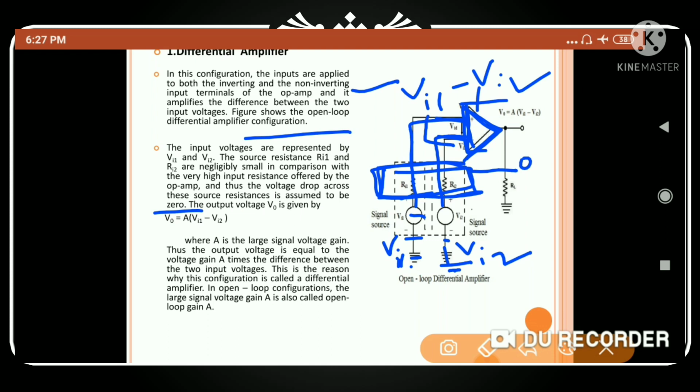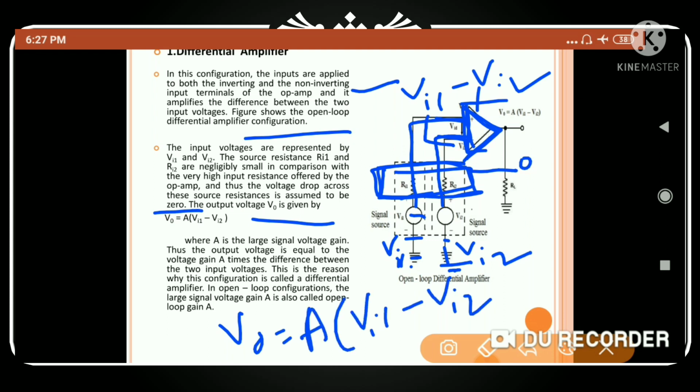Only the op amp amplifies, offering a high resistance. So the output voltage is given by how much? V0 is equal to gain in the bracket Vi1 minus Vi2. So this is the output. This op amp gives, after giving the inputs with respect to the resistance, the output V0 is equal to A in the bracket Vi1 minus Vi2.